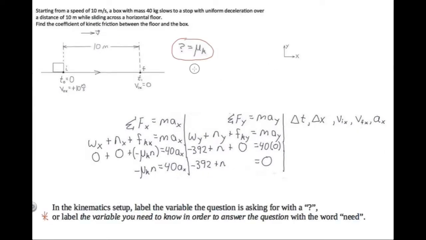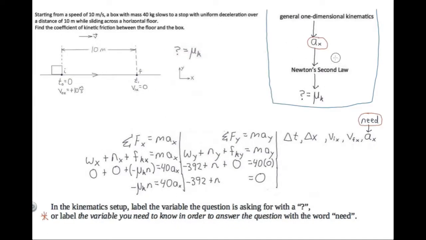The question is asking us for mu sub k, which is not a kinematics variable. Which of these kinematics variables do we need to know in order to answer the question? Based on our plan, we need to know a sub x, so we label a sub x with the word need. In your kinematics setup, label the variable that you need to know in order to answer the question. We'll see momentarily why this label is useful.